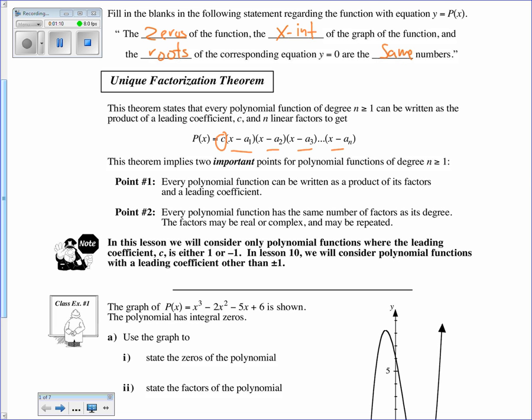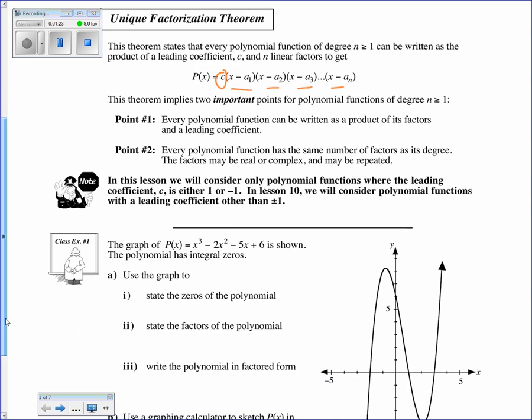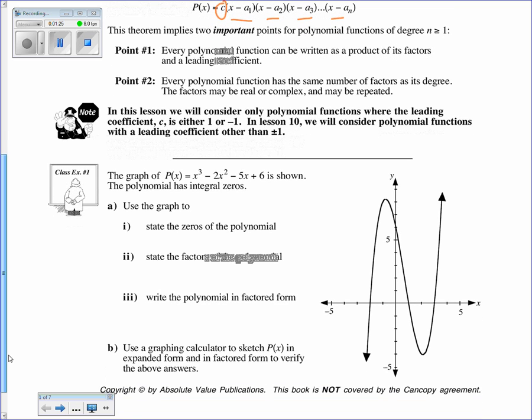We're going to start with the coefficient c being either positive or -1, and then we will consider other leading coefficients. Please graph class example 1. I'll adjust the volume a little bit.